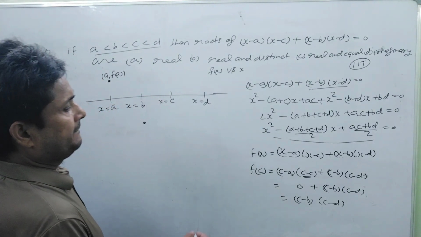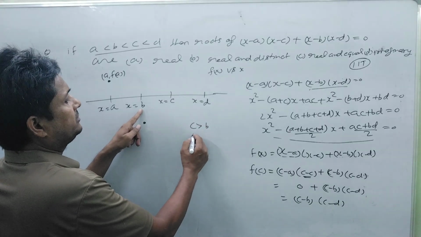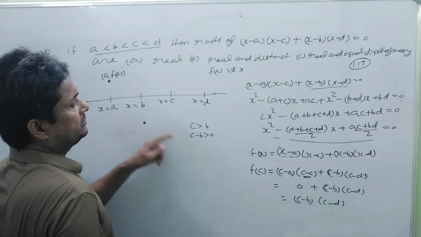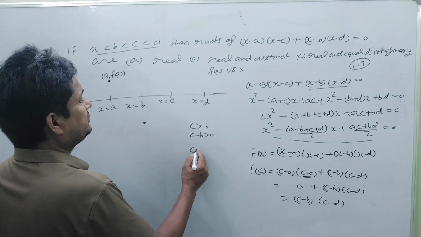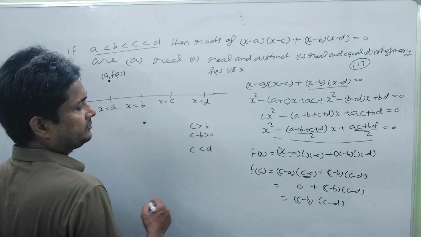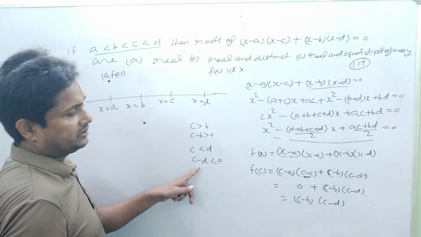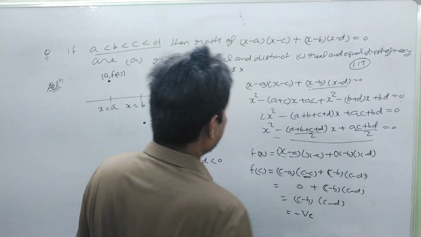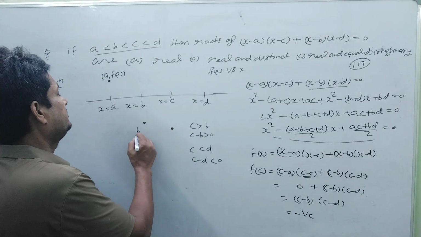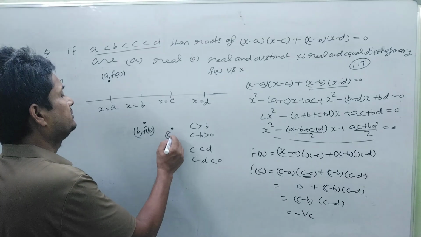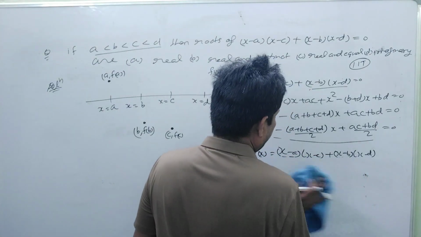Now check from here the order of c and b. c is greater than b, that means c minus b will be greater than 0, a positive number. Now check the value of c and d. c is less than d, so c minus d will be less than 0. Now take the product of these two. One is positive and another is negative, so the product will be a negative value. So f(c) is also giving some negative value. Let's say here, this is (b, f(b)), and this is (c, f(c)).